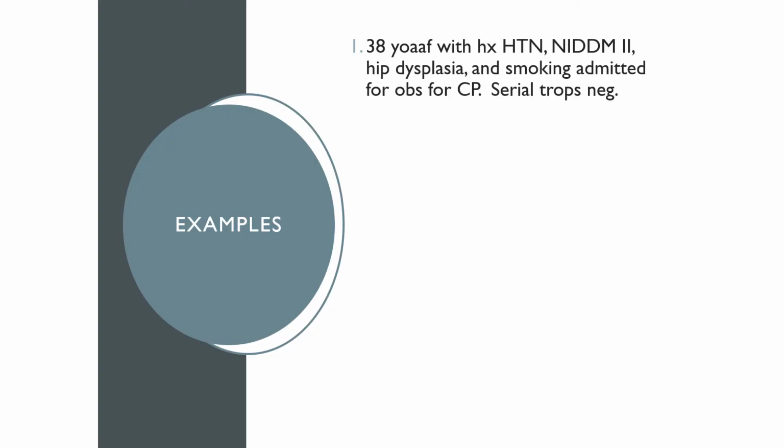I know that probably seemed a little confusing, but let's break down a few sample cases for you. Let's say you have a 38-year-old African American female with a history of hypertension, non-insulin dependent diabetes mellitus type 2, hip dysplasia, and smoking history who is admitted for chest pain and has negative serial troponins. What stress test would you do? Please feel free to stop the video if you want to think about this.